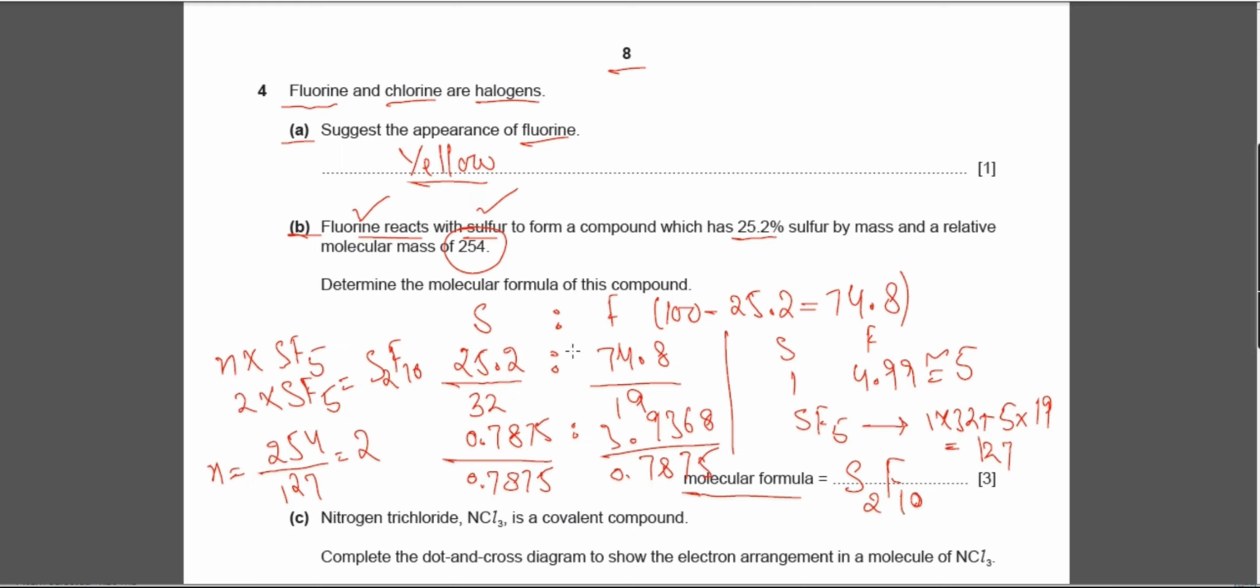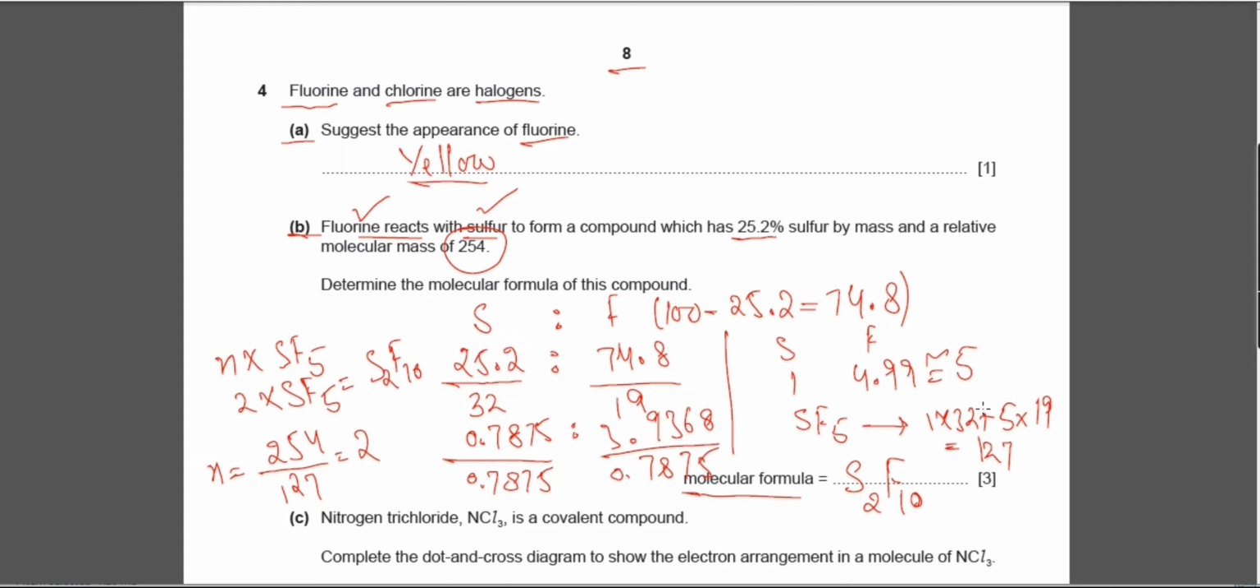Please listen carefully and learn how I did this question. Just write down the percentages, and for the one you don't know, such as fluorine, subtract from 100. Then divide by atomic masses to get moles, and convert the moles into the simplest whole ratio by dividing by the smaller value. Then get the empirical formula.